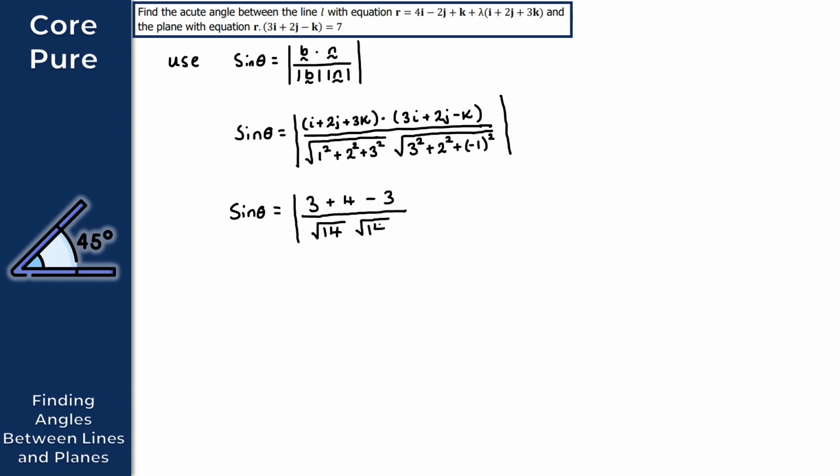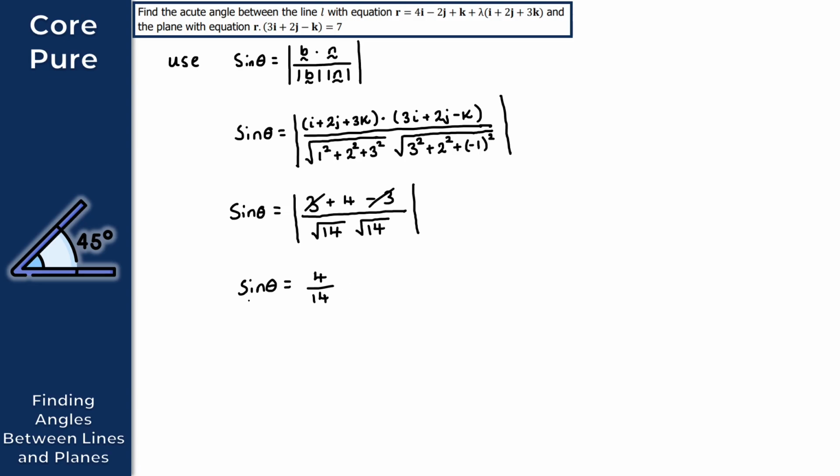So if we simplify this, what do we get? Clearly both my numerator and my denominator will be positive, so we can drop the modulus signs. They're not necessary. The 3s will cancel, I get left with 4 in the numerator. We get sine theta equals 4 over the square root of 14 times the square root of 14, which is just 14. So we get 4 over 14. Obviously, we could simplify to 2 over 7.